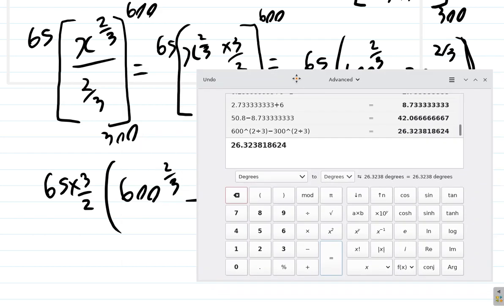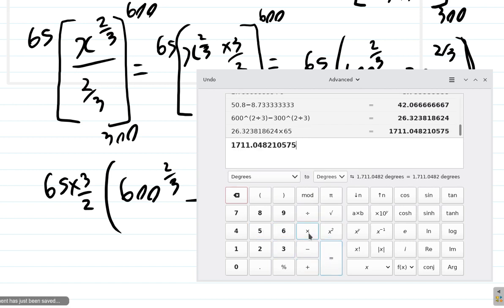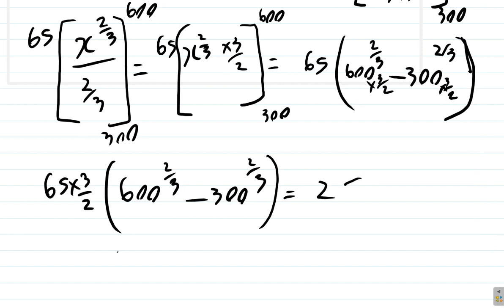26.32 times, not divide. Oh no, what am I doing? Alright, times 65 equal, times 3 equal, divided by 2 equal, 2566.57. So the total cost would be $2,566.57.